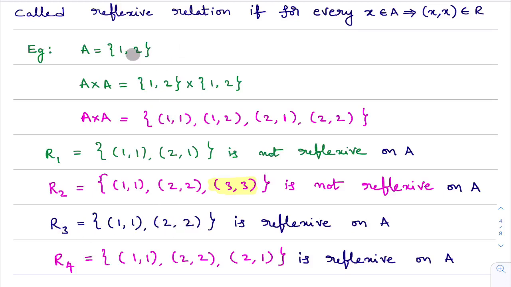Like that, any other element is there. Suppose 3 is also there in set A. Then you need to check 3 comma 3 is there in the relation or not. However, this is the example we took.